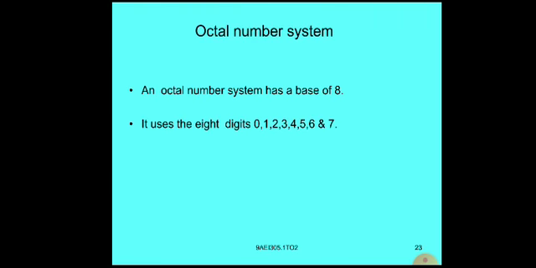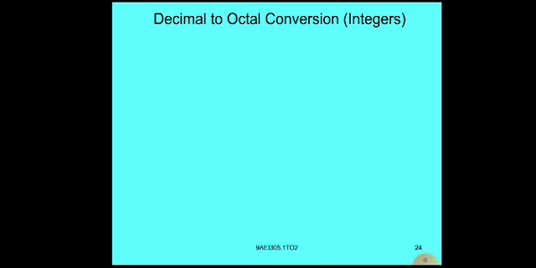Okay, let us take another number system, octal. So already I have told you, octal number system has base 8. It uses the 8 digits 0 to 7, total 8 symbols. So let us discuss decimal to octal conversion.